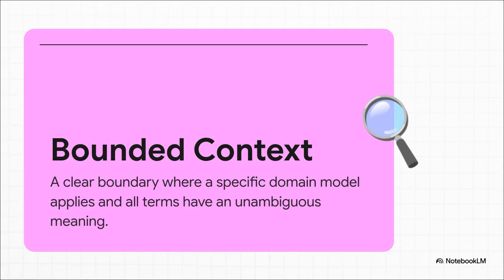Look, a big domain like a whole e-commerce platform is just way too complicated to model all at once. So what do we do? We draw clear boundaries around the different parts of the business. Inside each of these boundaries, or contexts, our model and our language have a very specific, crystal clear meaning.